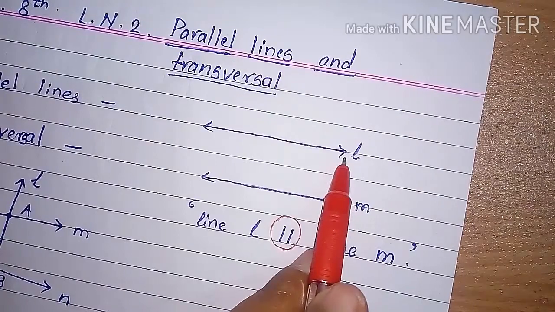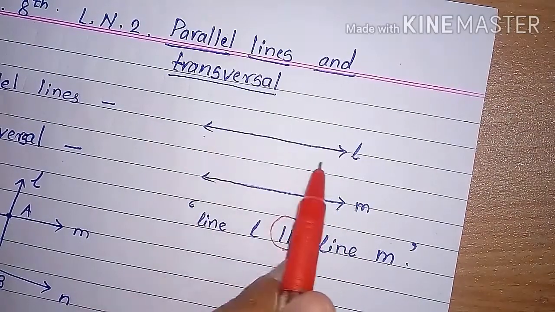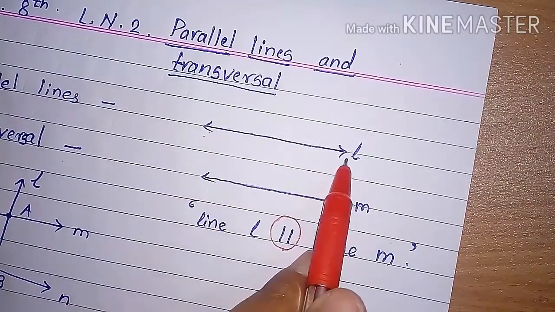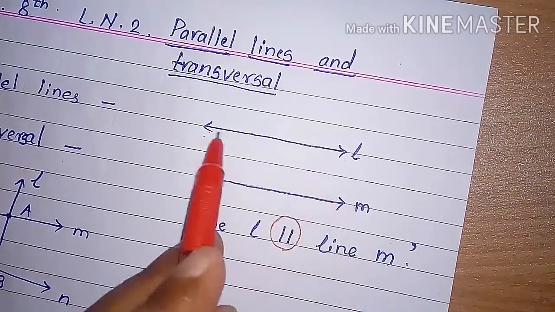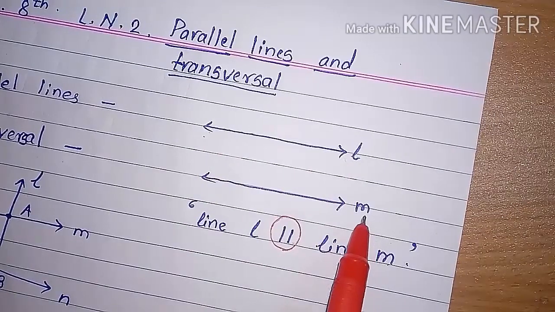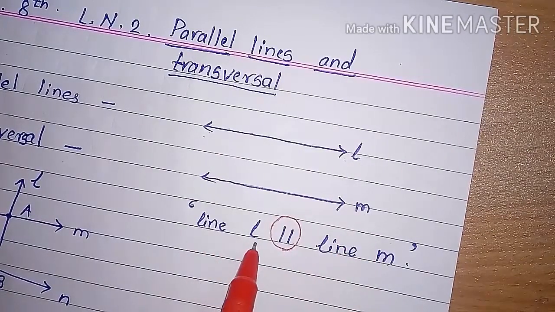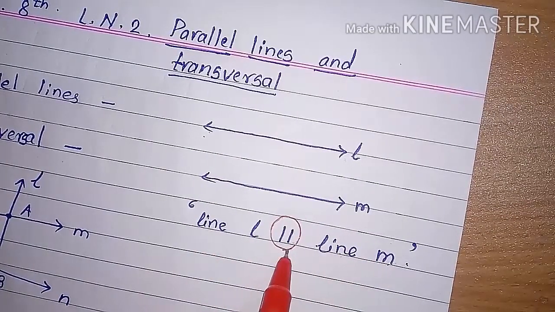Now, a line means having two arrowheads on both sides. They are unlimited on both sides. So this line L is parallel to line M, and line L parallel to line M is written like this.